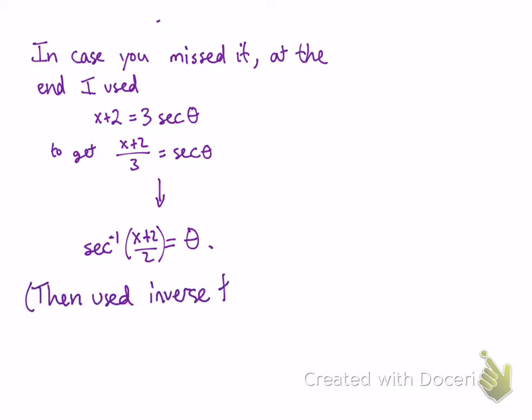Then I also used some inverse trickery on the tangent of an inverse secant of something. Right? So I let theta be the inverse secant of stuff and drew a triangle for theta. And then used that triangle to find the tangent of theta.